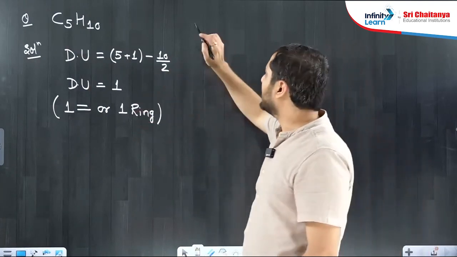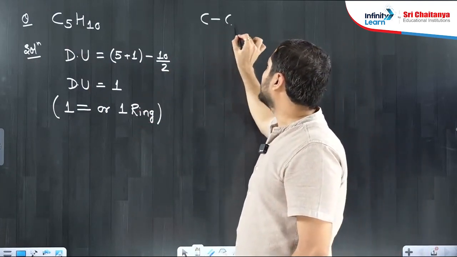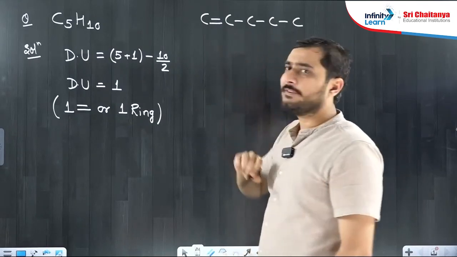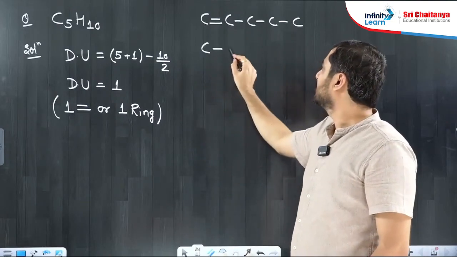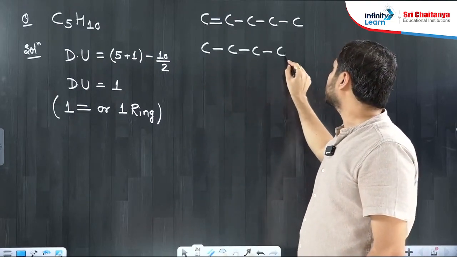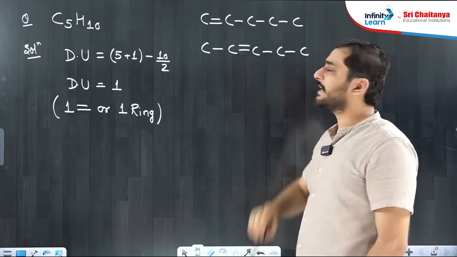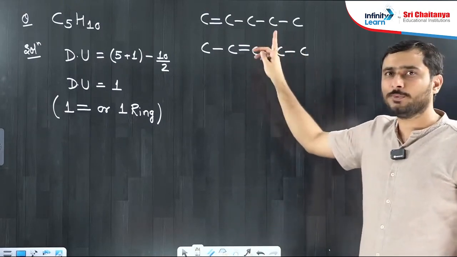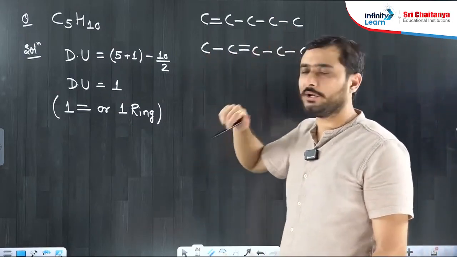So let us start with the double bond. If we take 5 carbon atoms in a straight chain, the double bond can be present at the first position. Next, the double bond can be present at the second position. So only these two. If you write at third, this will be only second. So only two possible, pent-1-ene and pent-2-ene.